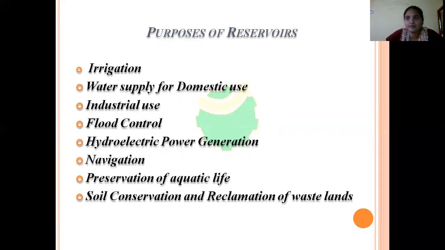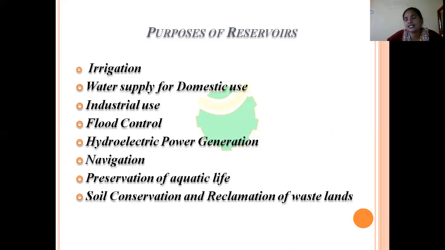For a dam, we construct canals. For example, Nagarjuna Sagar Dam has two canals, the left canal and the right canal. They are constructed for irrigation to meet the irrigation needs of the farmers. These canals run through different districts. For example, the left canal runs through Nalgonda, Krishna, and Guntur districts and meets their irrigation requirements.